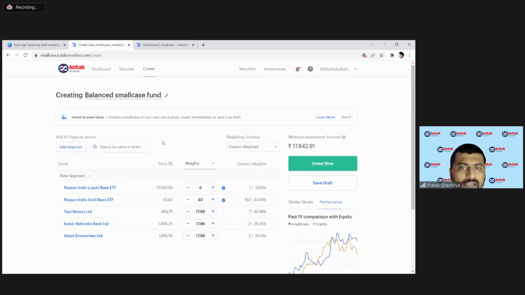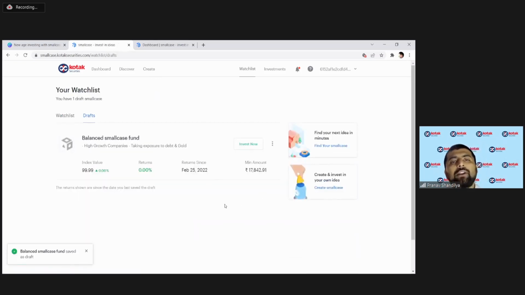So once you have done this and you've selected your list of stocks, you've selected the overall weightage and so on, you can click on Save Draft. So when you click on Save Draft, you have managed to successfully curate your own smallcase basket. So it here says that it's a balanced smallcase fund where you're investing in high growth companies and taking exposure to debt and gold.